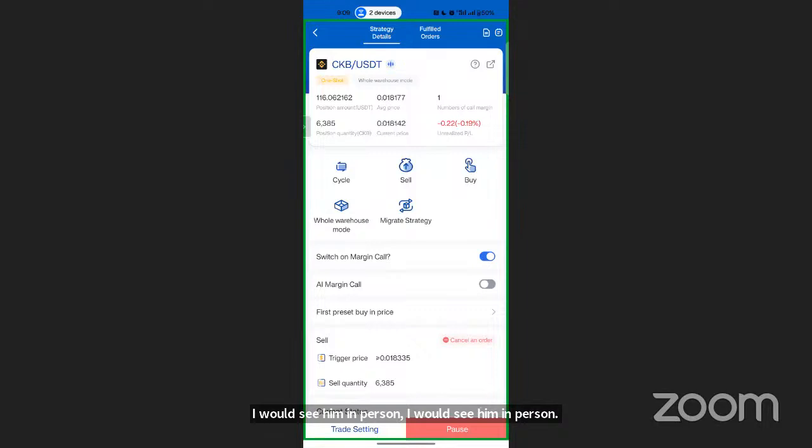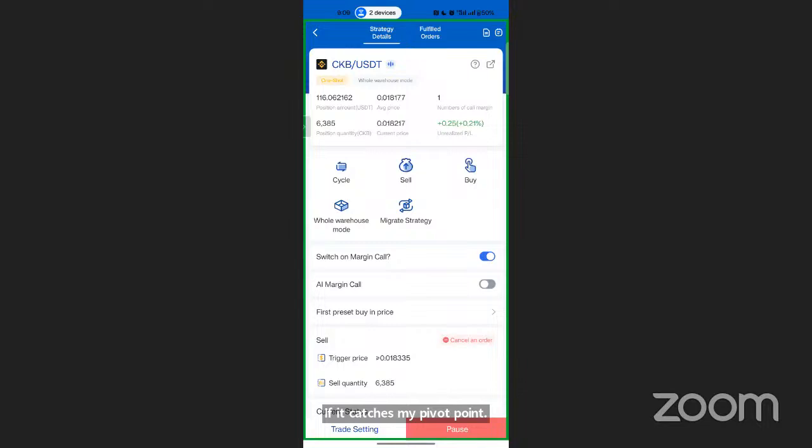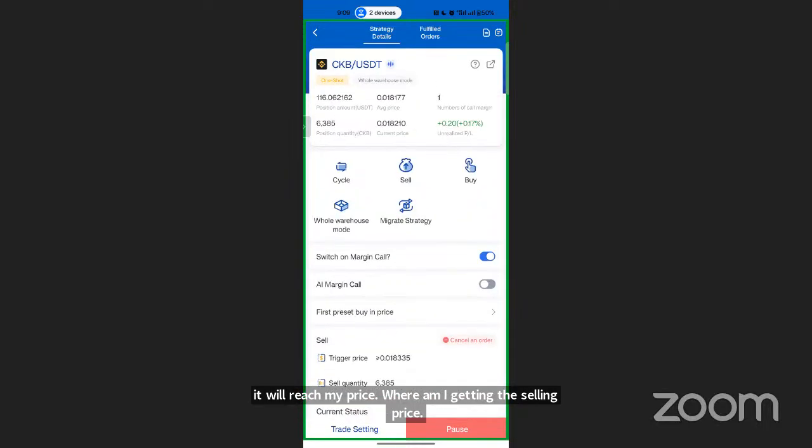If it catches my pivot point and goes below it, you see, now I'm in profit. But it has not yet reached my selling price. Once it reaches my selling price, where am I getting the selling price? I'm getting the selling price from the pivot point.